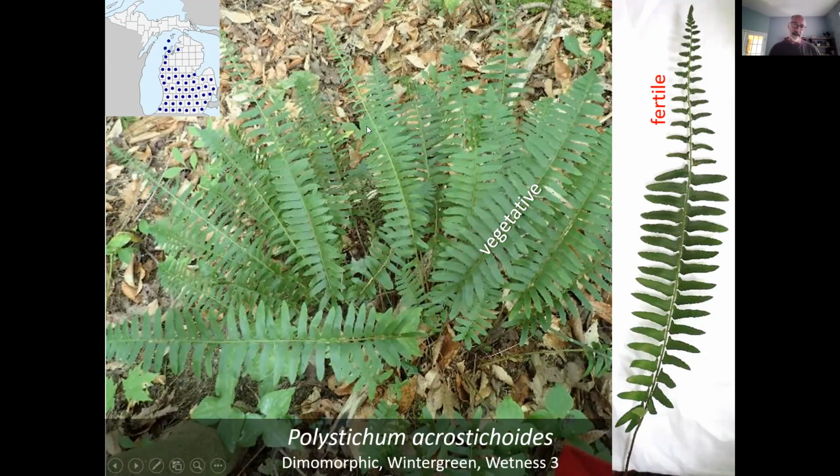And then you can see over here, here's a fertile frond, because as we get towards the apex, suddenly the leaflets get so small we almost can't see them. And it's always very abrupt. It's not a gradual transition. There's always this abrupt transition. It's very distinctive for Polystichum acrostichoides.